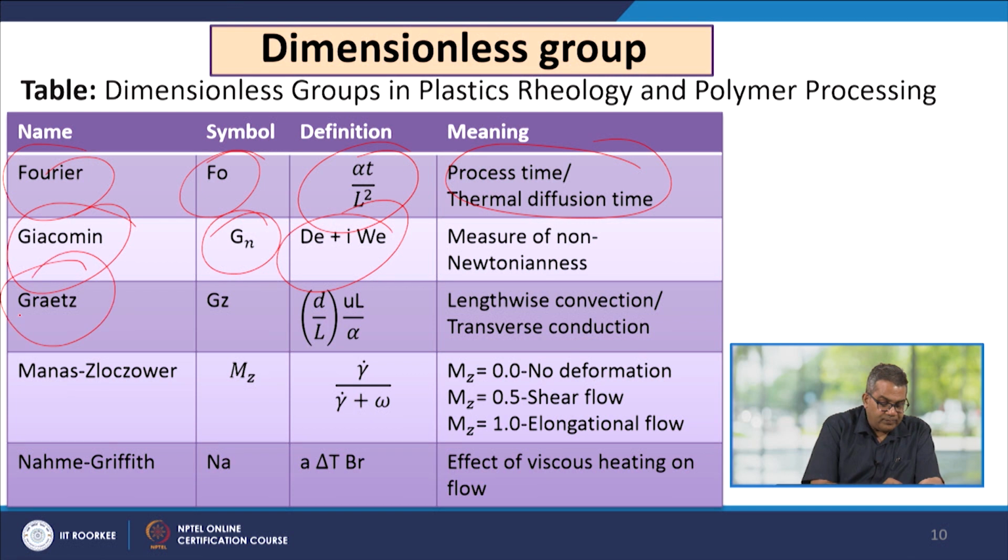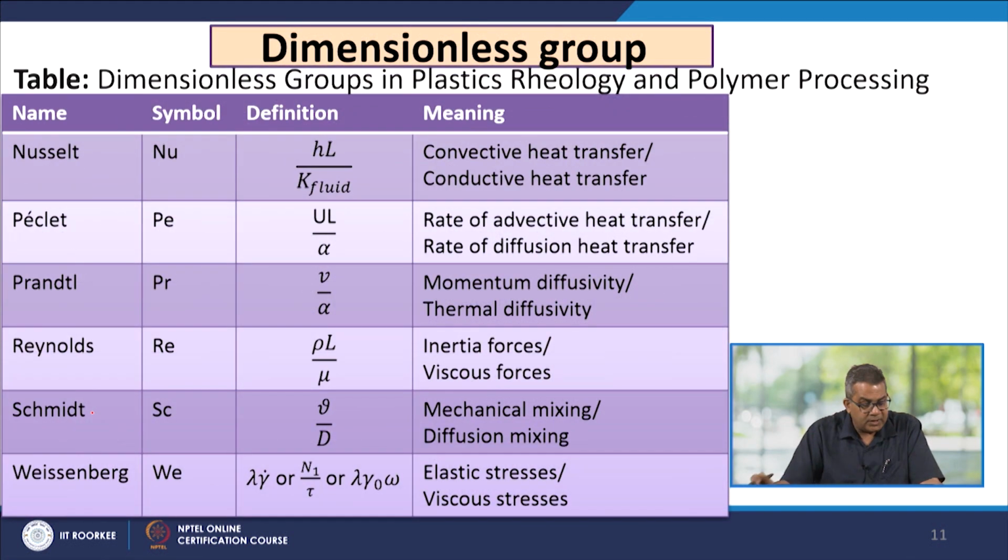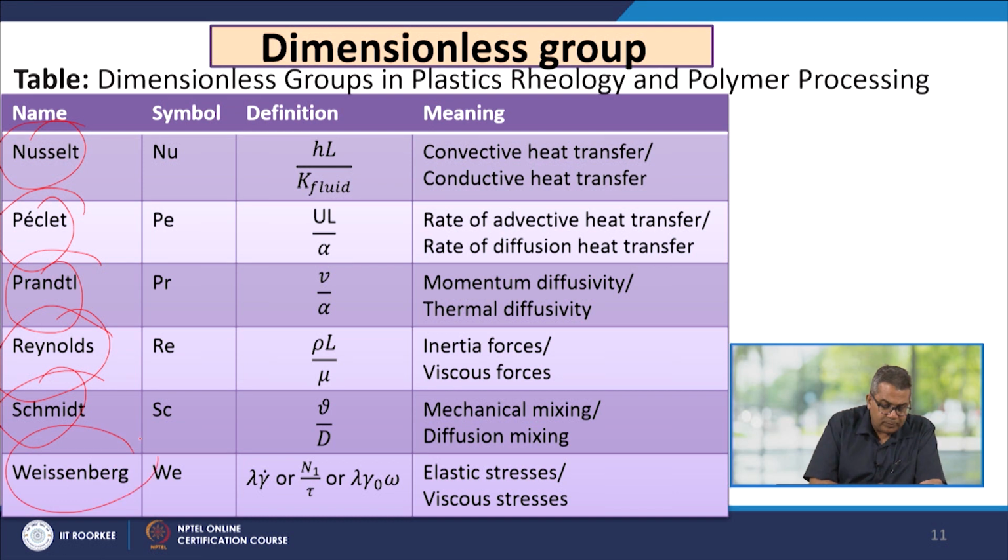Then Grashof number, then Mach number, and Nahme-Griffith number. So all these numbers represent, similarly the Nusselt number, the Peclet number, the Prandtl number, the Reynolds number, the Schmidt number, and then Weissenberg number. So all these numbers are the dimensionless groups in rheology, and they all have major impetus in describing the polymer rheology and the polymer processing.